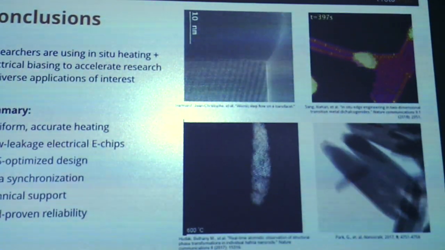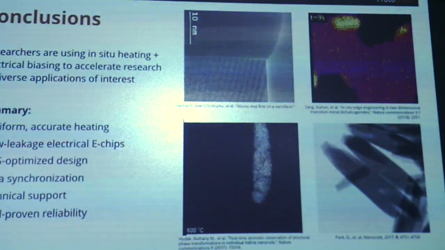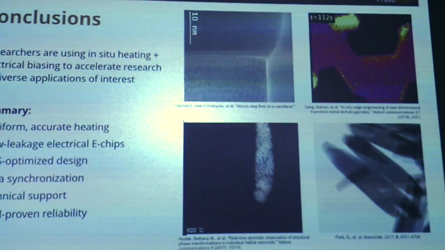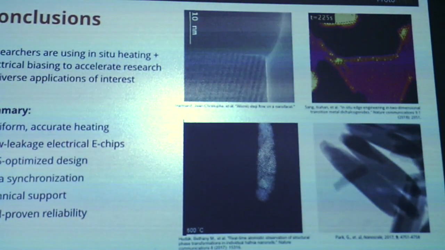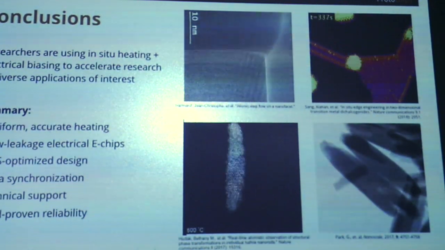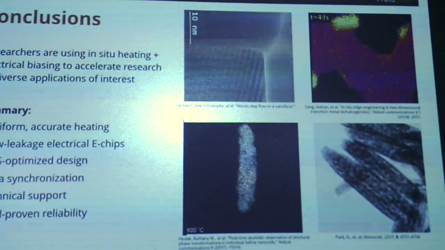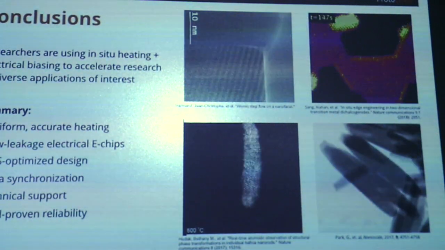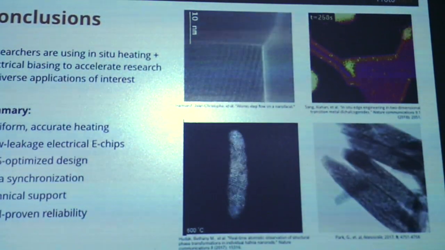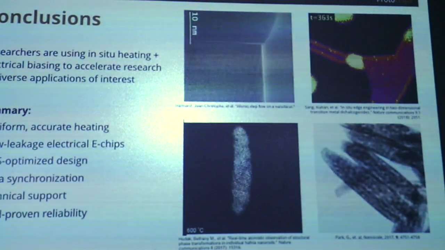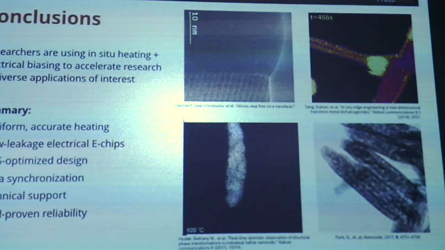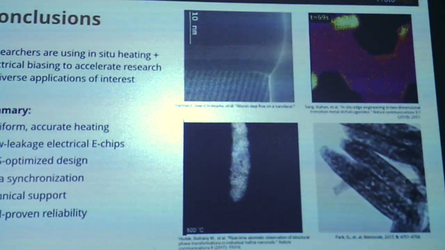We're firm believers that you need to have uniform, accurate heating so that you know the temperature your sample's at, and that it's the same everywhere you're at, regardless of whether you're imaging. If you're doing electrical biasing, having FIB optimized chips is going to help you out a lot. But also, there's a lot of features in our chips that I haven't talked about. But we work really hard to make sure that they're low leakage so that you don't have extraneous electrical noise that's otherwise inhibiting your ability to characterize your sample.